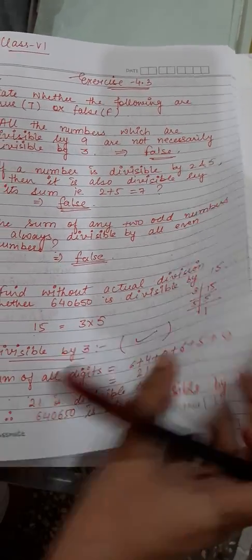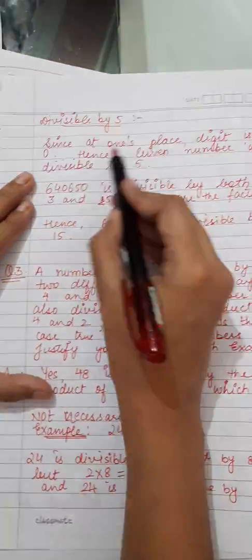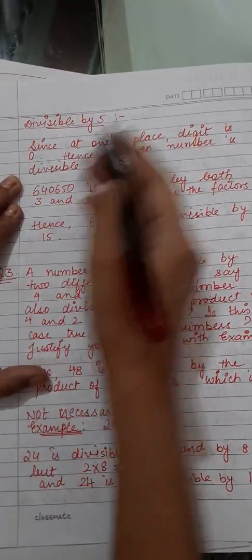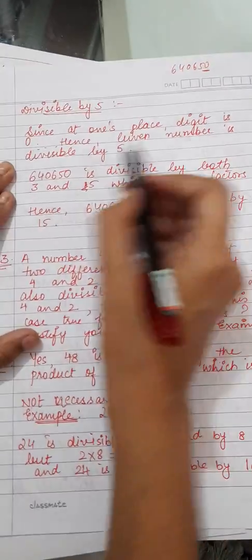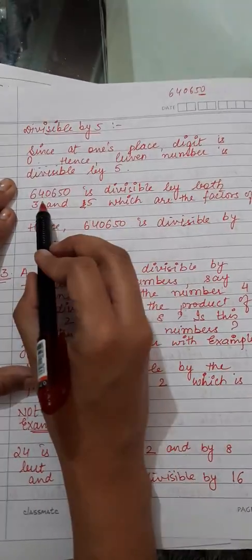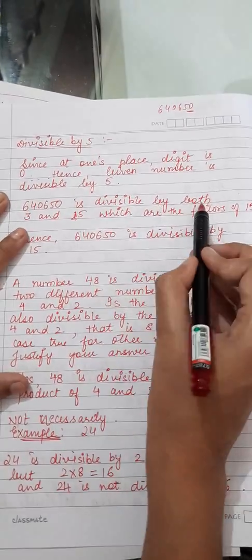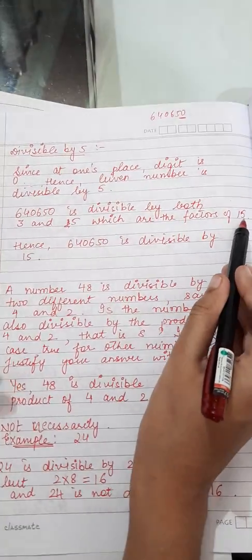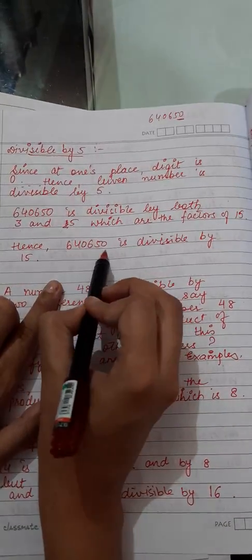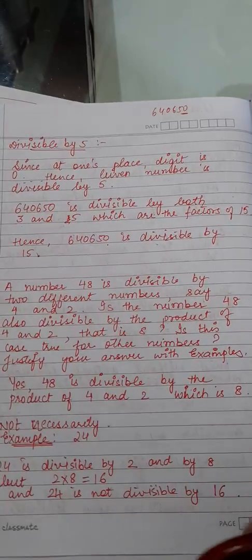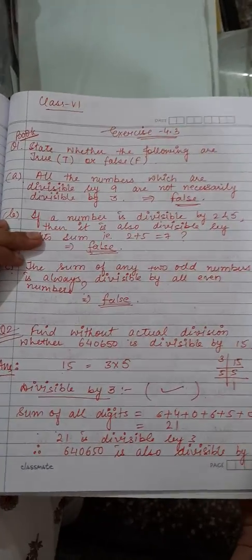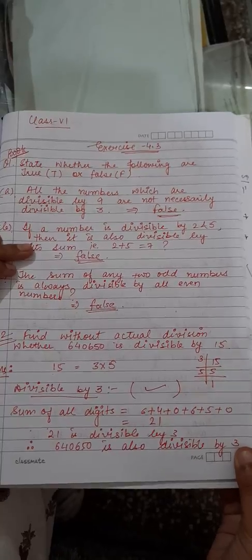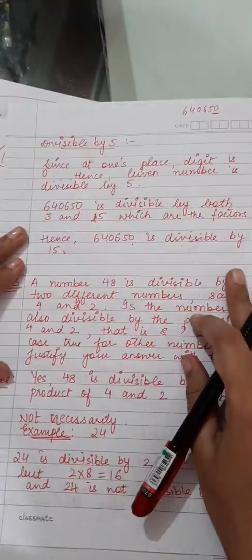Okay. Next, let us check by 5. Since the digit at the one's place of 640650 is 0, hence the given number is divisible by 5. Okay. Now 640650 is divisible by both 3 and 5, which are the factors of 15. So therefore 640650 is divisible by 15 also. Okay. So you can pause the video to note it down. First page and then the next page.